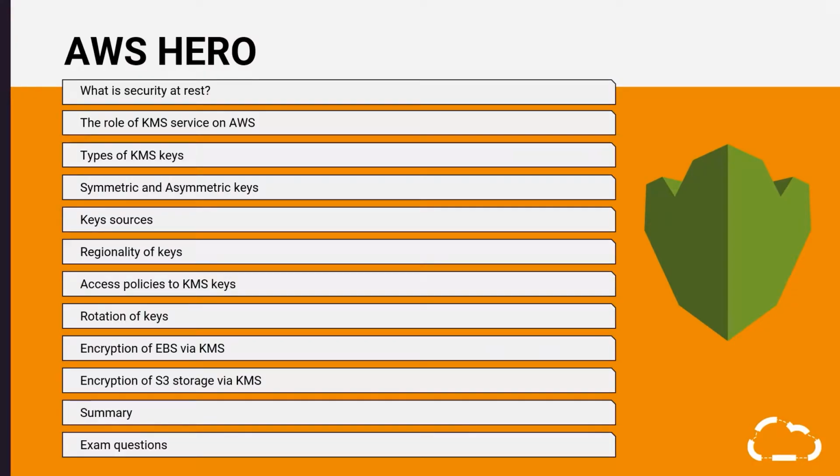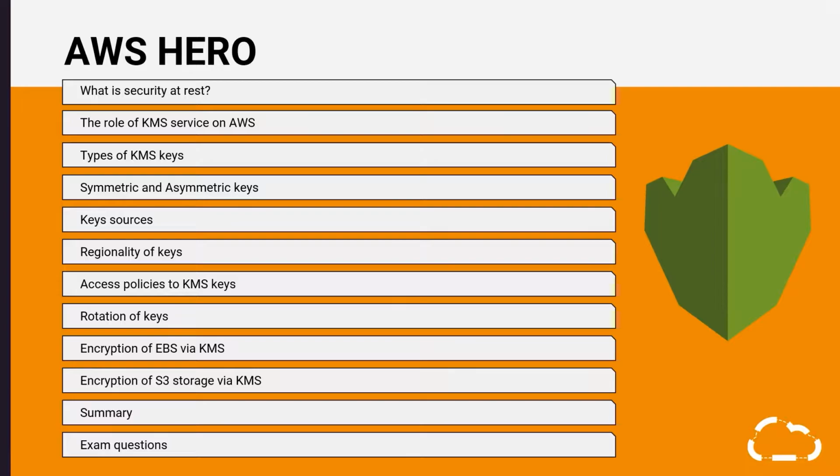Now, the agenda of this video. At the start we will review the basic concept of data encryption and why it's so important. Here we check what types of KMS keys exist and the difference between them, and how they look on the console. Then we will dive into the KMS service and review the main options, like the source, controlling of access policies, and rotation. At the last stage, we review practical usage cases of KMS keys with other AWS services, and finish with AWS exam questions.